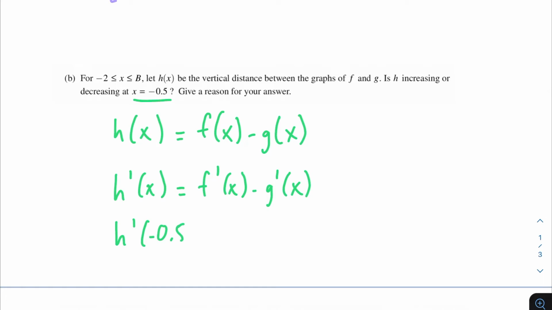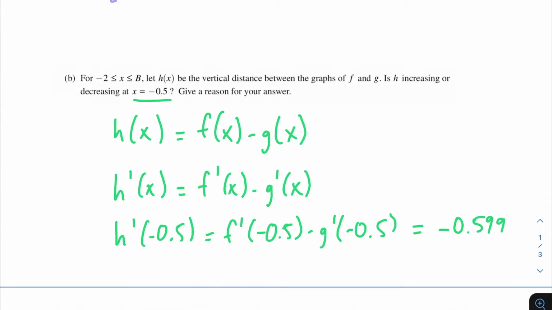So h prime of minus 0.5 is equal to f prime of minus 0.5 minus g prime of minus 0.5. If we plug all of this into our calculator, we're going to get minus 0.599-ish. Now we can use this information to determine whether it's increasing or decreasing.